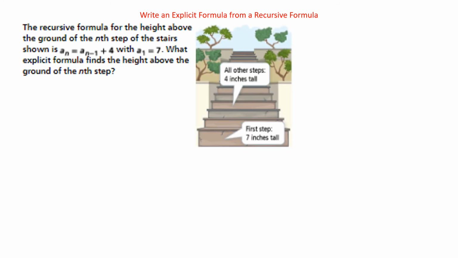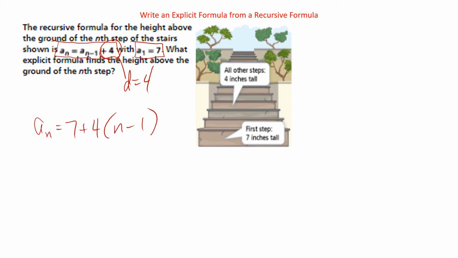So we have a recursive formula. We have heights of stairs. It's shown as an equals an minus 1 plus 4, and a1 equals 7. How could we find the explicit formula? Well, for this, we get the 4 there. That tells us d equals 4. And we know a1 equals 7. So our explicit formula: an equals a1, which is 7, plus our d, 4, times n minus 1.